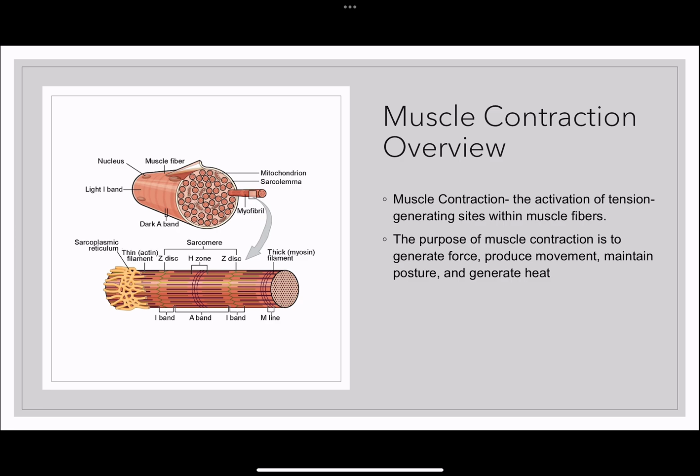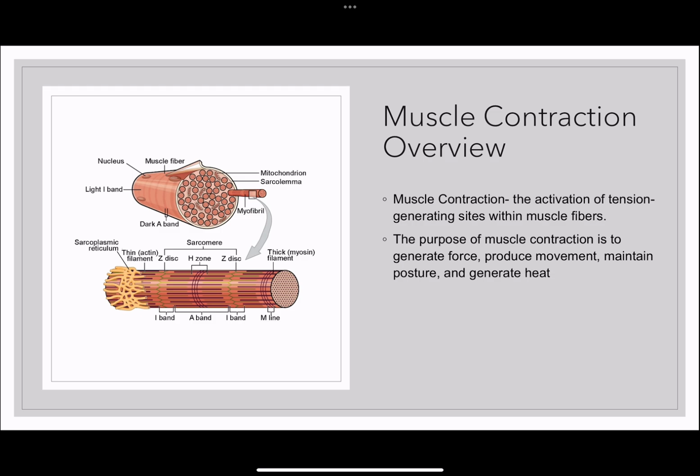This depolarization causes the sarcoplasmic reticulum to release calcium ions, and these calcium ions bind to troponin, which moves tropomyosin, exposing binding sites on actin. These myosin heads bind to these sites, forming cross bridges, and they also pull the actin filaments, causing the muscle fiber to shorten and contract.